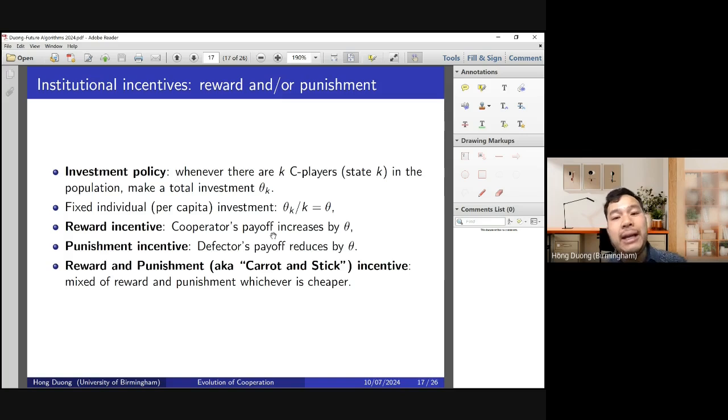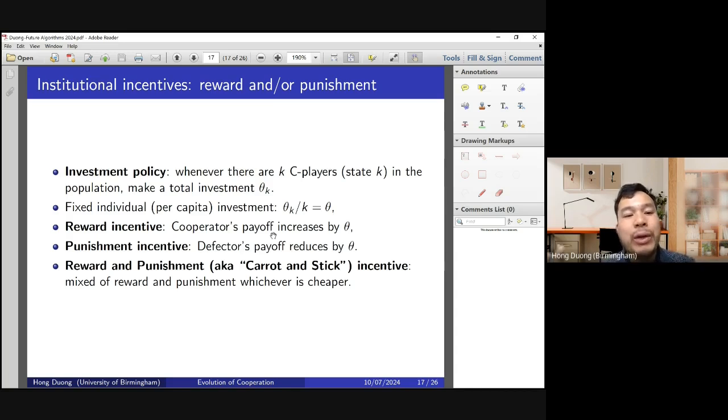This is the mechanism. It is very simple and very natural. The investment policy is that we consider the population wherever there are K cooperators, and then we make a total investment theta K. That is the external decision maker investing theta K in the population that consists of K cooperators. We often consider the so-called per capita investment, which means we equally divide theta K among the number of cooperators, so everyone will get an amount theta.